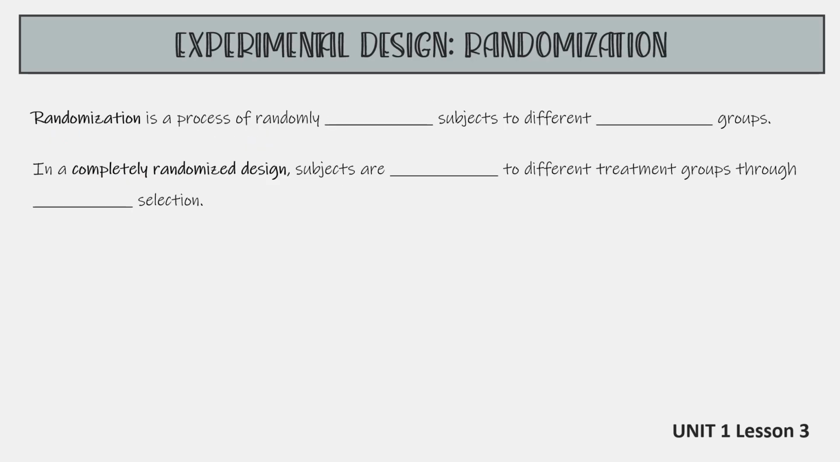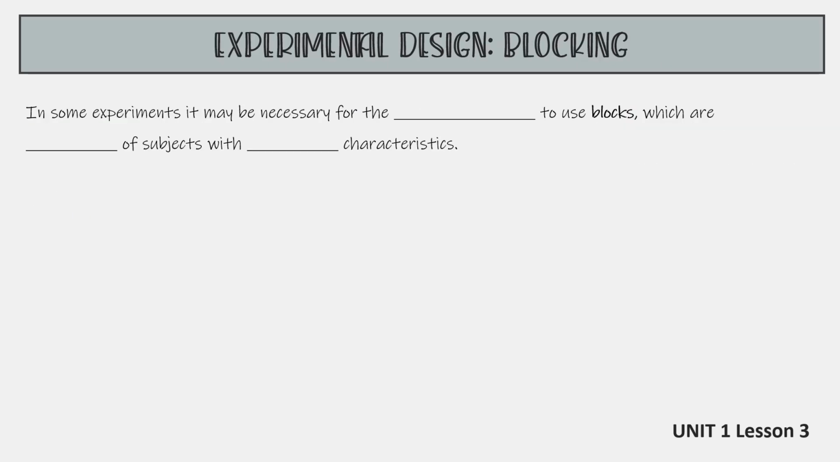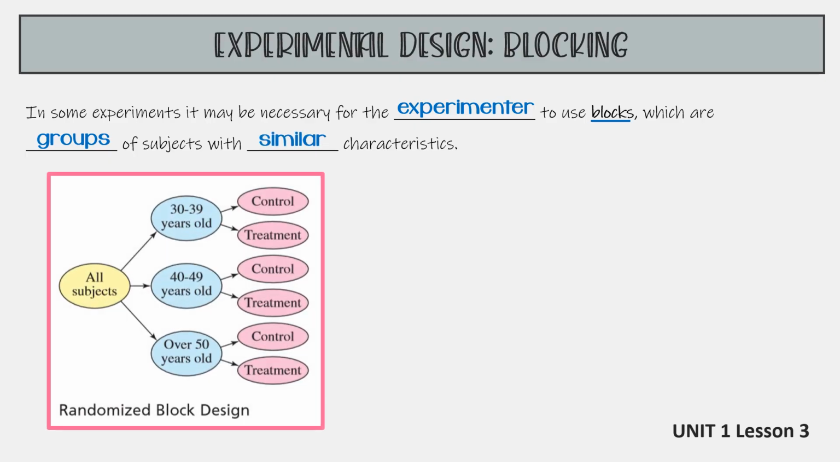Experimental design, randomization. Randomization is a process of randomly assigning subjects to different treatment groups. In a completely randomized design, subjects are assigned to different groups through random selection. Blocking. In some experiments, it may be necessary for the experimenter to use blocks, which are groups of subjects with similar characteristics.